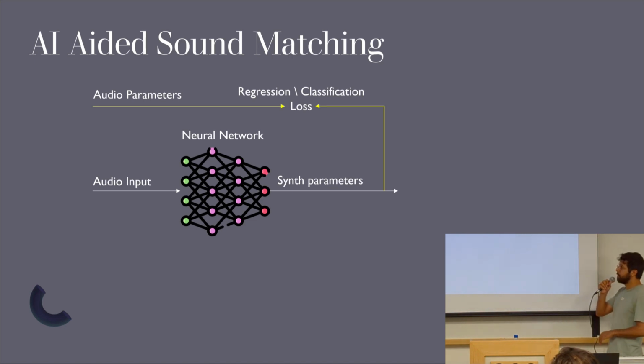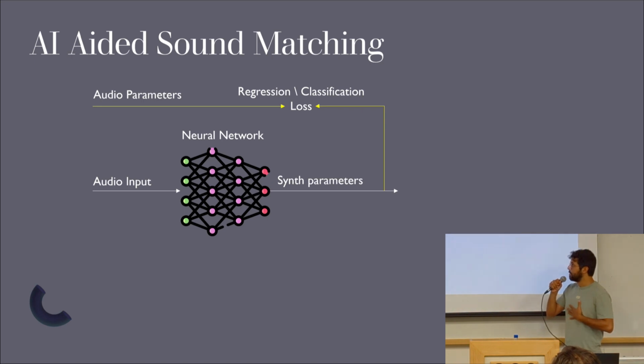And I started with this model. Oren Barkan, who is my instructor, had such a work before. Here we can see that we have a dataset of audio and audio parameters. We put it inside a neural network with the audio input. We get synthesizer parameters, and then we can compute the loss on it. This one works really, really good.